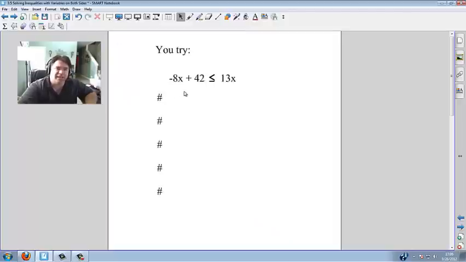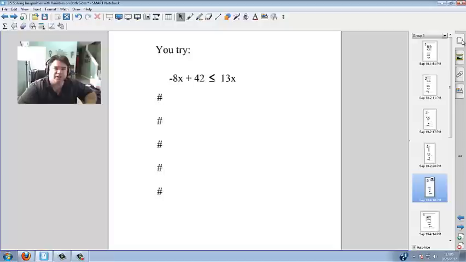You try. Negative 8x plus 42 is less or equal to 13x. Go ahead and give it a try at this time. Hopefully you've had a chance to try.